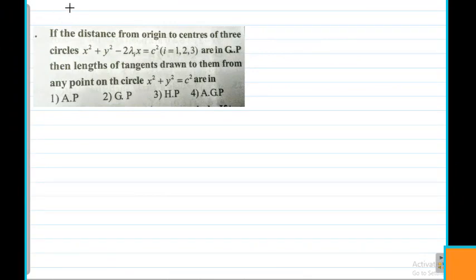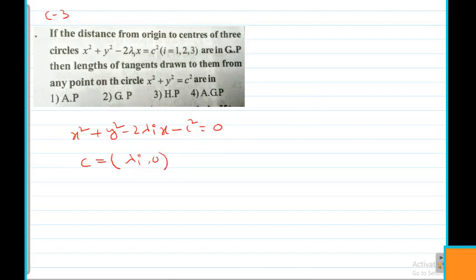Okay students, this is our third problem, C3, today's third problem. If the distances from the origin to the centers of the three circles x square plus y square minus 2 lambda i x minus c square equals 0, where i equals 1, 2, 3, are in GP. So first of all, three circles are given, with the combined equation x square plus y square minus 2 lambda i x minus c square equal to 0. The centers of all three circles have the form (lambda i, 0).